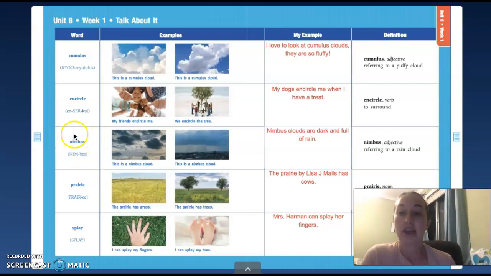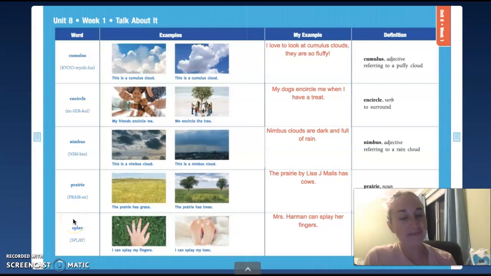The next vocab word, say nimbus. Good, nimbus. So nimbus is a different type of cloud, and this cloud is the dark, gloomy, rainy clouds we think of when there's a thunderstorm coming. The next one is prairie. Prairie. Good. So a prairie is just a large grassland, open grassland with no buildings, no houses, nothing like that.